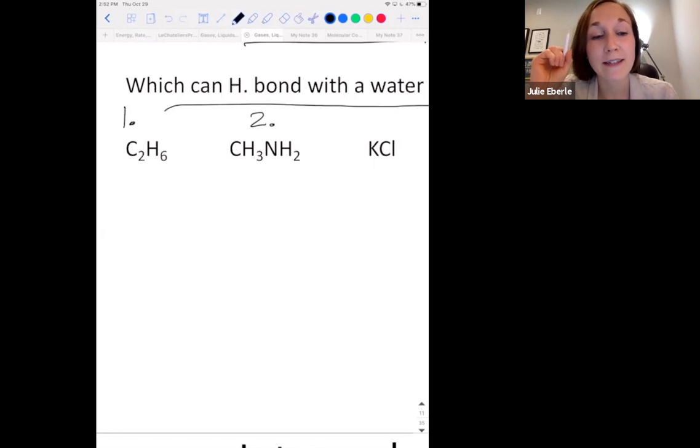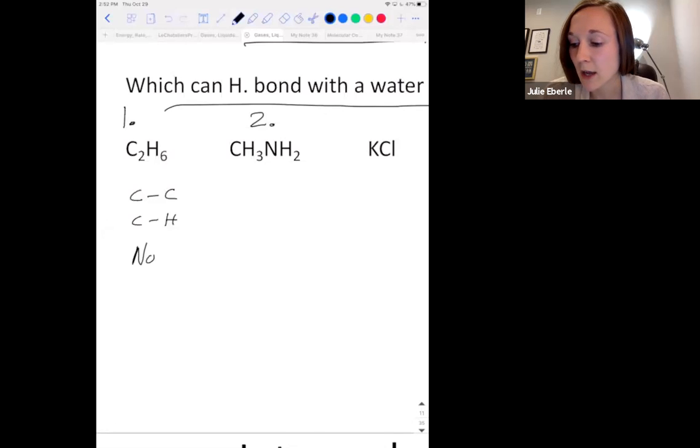When you have a molecule that is only hydrogen and carbon, it is completely nonpolar, because here are the kinds of bonds you could have. You could have a carbon-carbon bond. You could have a carbon-hydrogen bond. I don't care how the molecule is arranged. If these are the only kinds of bonds in the molecule, it's nonpolar. So no, it cannot hydrogen bond with itself, with water, with anybody, okay?